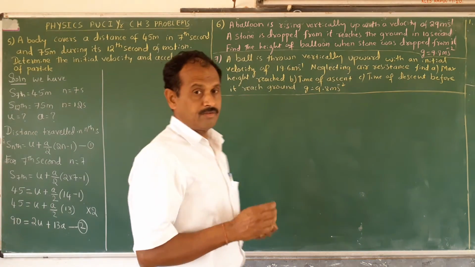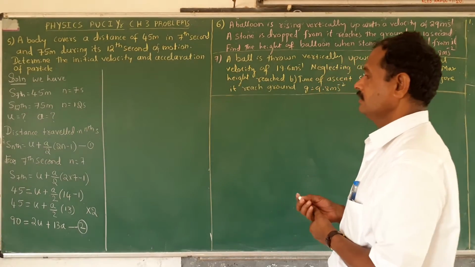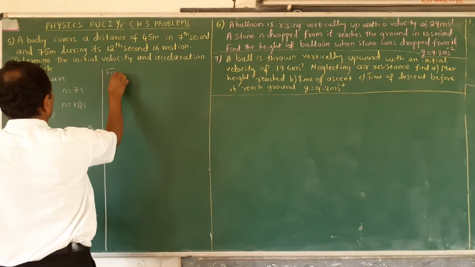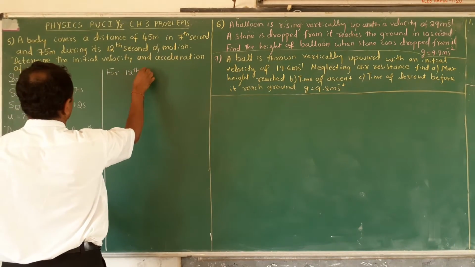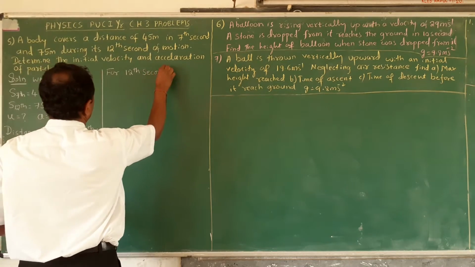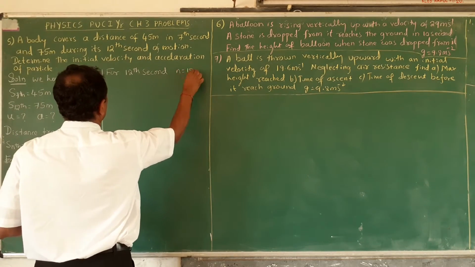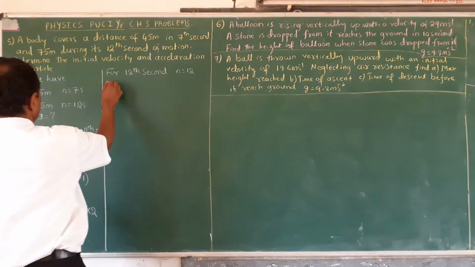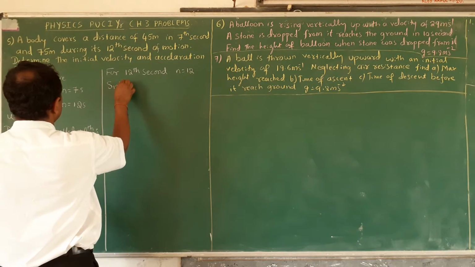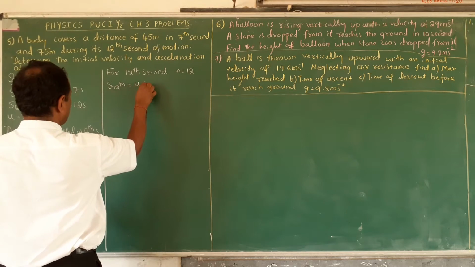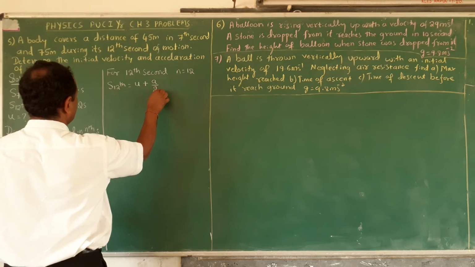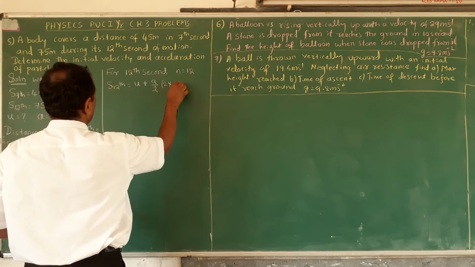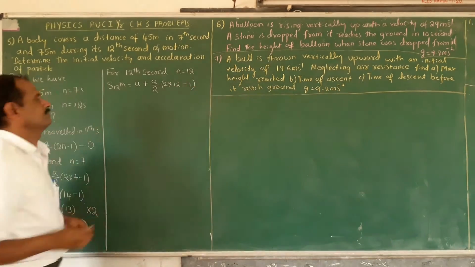Similarly, you have to write for the 12th second. Here n is equal to 12. You have to take the 12th second. S12 is equal to u plus a by 2 into bracket 2 into 12 minus 1.